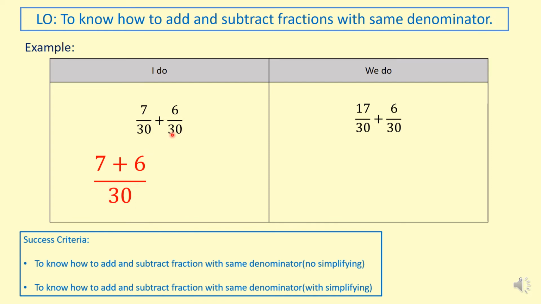If they are the same, you're only going to write one of them as a denominator. Then at the top you have 7 add 6. So at the top you're going to write 7 add 6. Now I easily can say 7 add 6 is 13, and that 30 stays where it is. So at the top I have 13 because that's 7 add 6, and then the denominator stays as it was. So my last answer is 13 over 30.